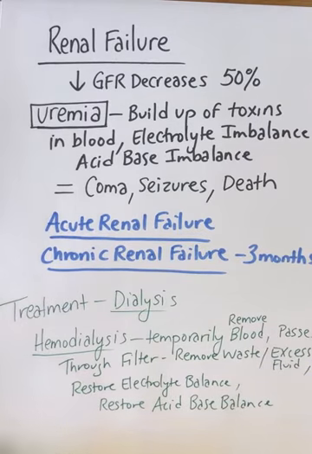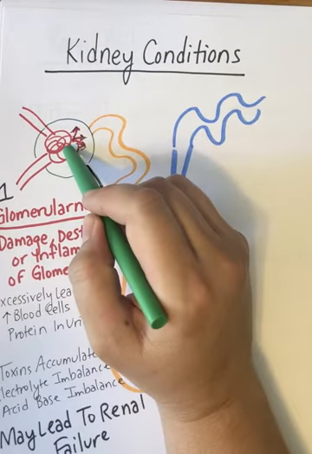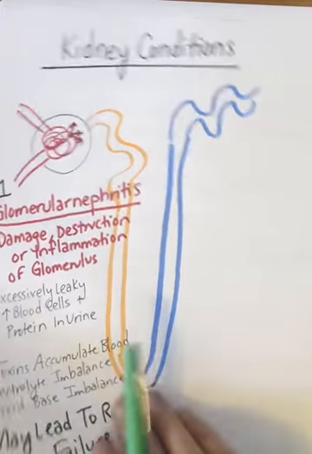So hemodialysis is more common than peritoneal dialysis. Peritoneal dialysis is where they place fluid in your abdominal cavity, the peritoneal cavity, and they circulate fluid in there that picks up all the waste, and then they pull it out. So that is called peritoneal dialysis. Hemodialysis is going to be more common. So we have glomerulonephritis, which is basically destruction of the glomerulus, which can lead to renal failure, which we covered.